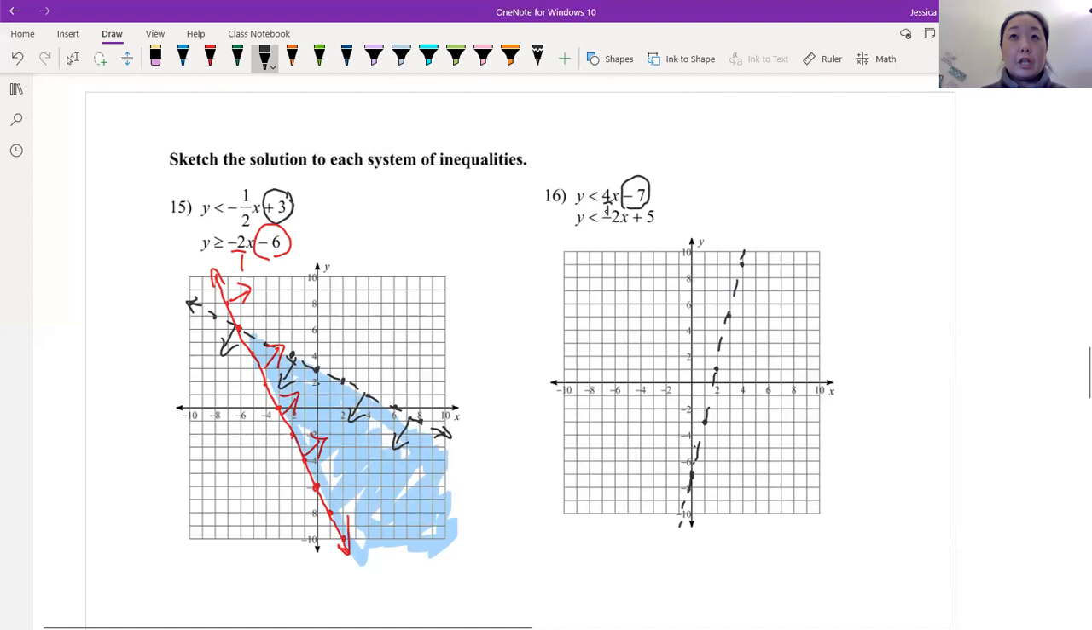We are going to be shading lower, because it says y is getting smaller. So y is less than. We're going to go this way.